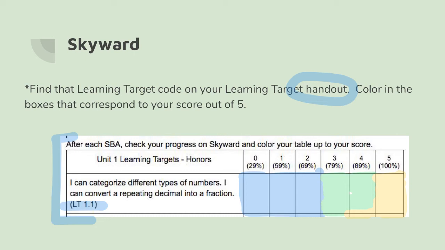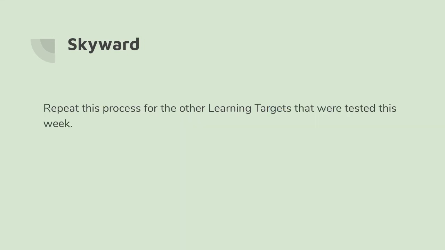Now, the very last time you take it, I will have converted your mastery levels into these percents. And then it will be turned on no matter what your score is. Go ahead and repeat this process for the other learning targets that were tested this week. Usually there are 3 targets per week, so you might have 3 areas that you need to color or update.